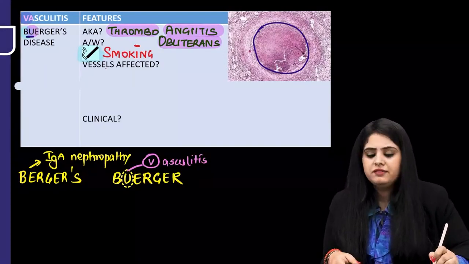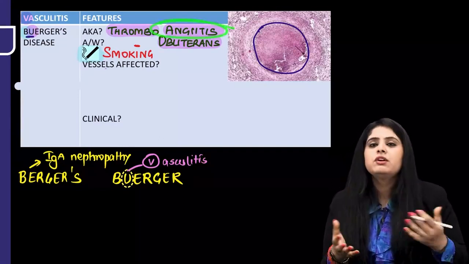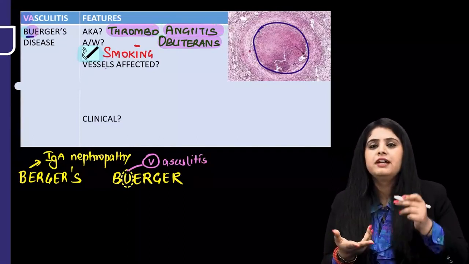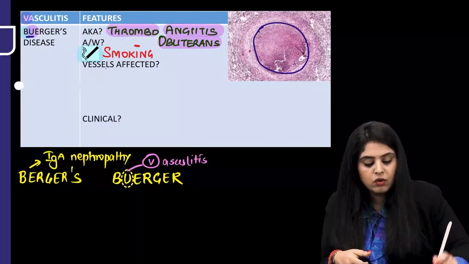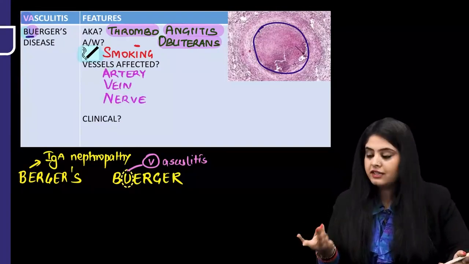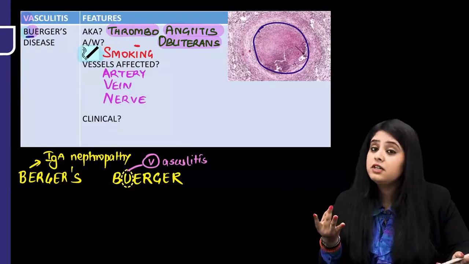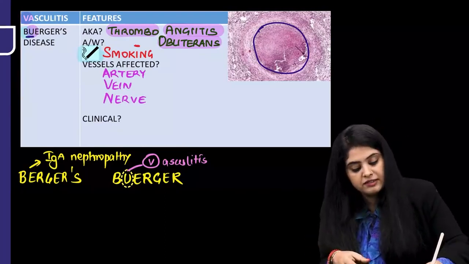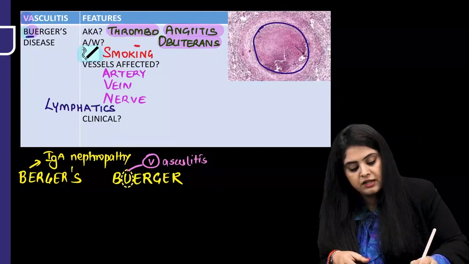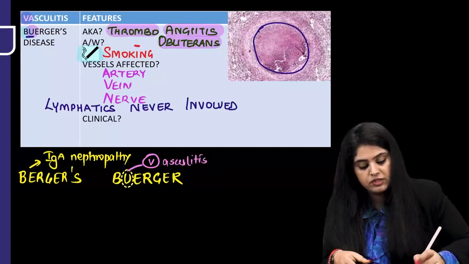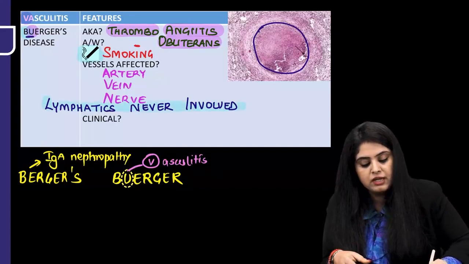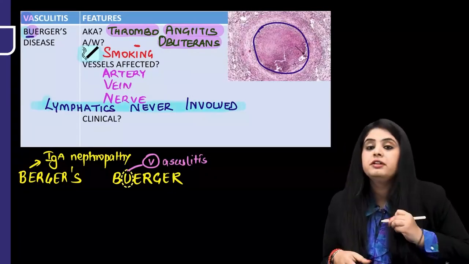Easy. What are the vessels? I am saying angiitis, so you will ask what vessels? Arteries, veins, lymphatics, nerves. What kind of vessels of the body are affected? I'll say all the vessels can be affected. Arteries can be affected. Veins can be affected. Even nerves can be affected. What is never ever involved? Always remember, lymphatics are never affected. That is a question that you will get. Everything will be affected, but lymphatics are never ever going to be affected.